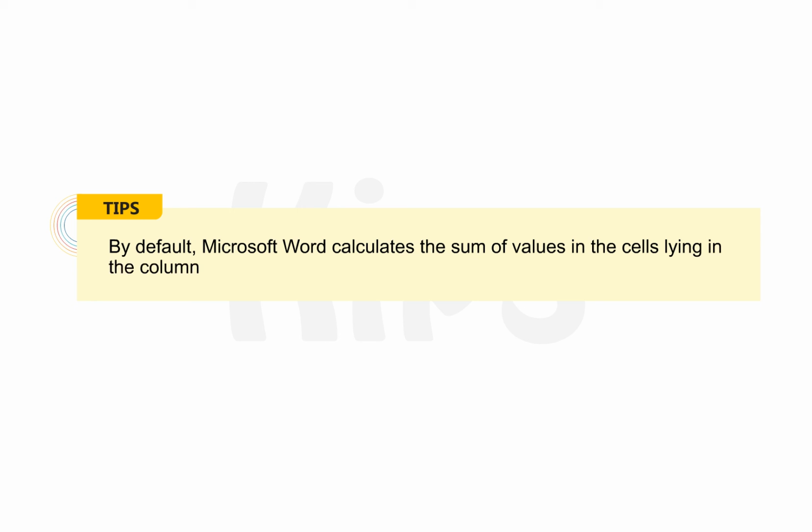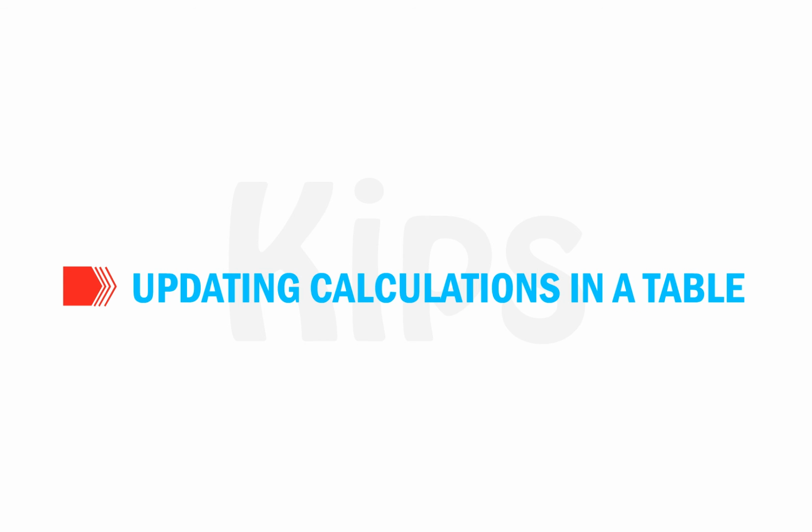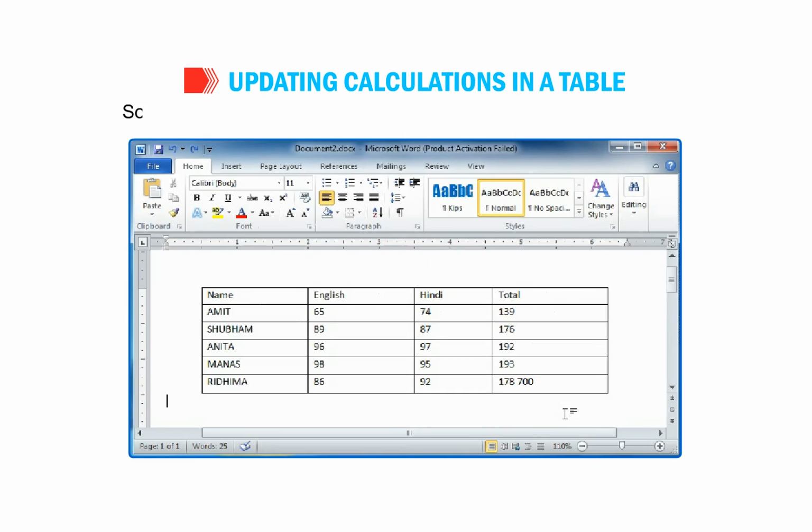Now let me share a tip with you. By default, Microsoft Word calculates the sum of values in the cells lying in the column above or in the row to the left. Now let's talk about updating calculations in a table.